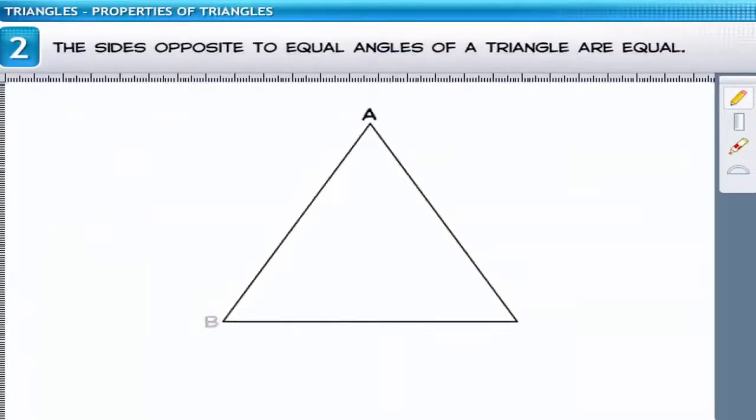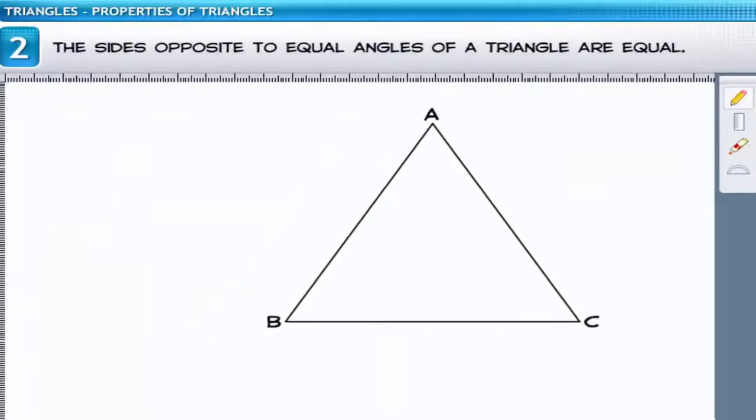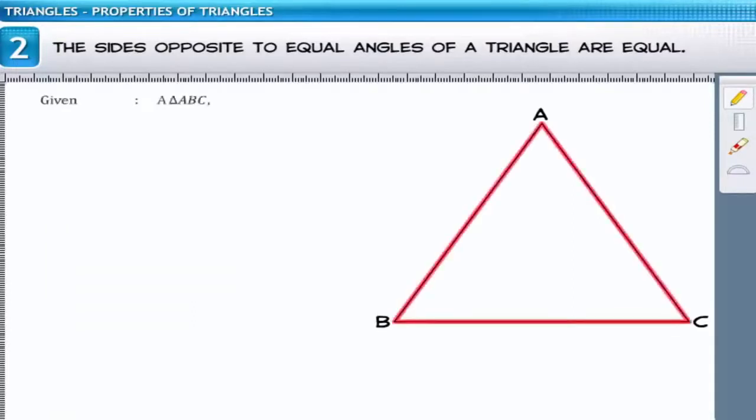Let ABC be the given triangle in which angle B is equal to angle C. Using this information, we'll prove that side AB is equal to side AC, which are the sides opposite to the equal angles.